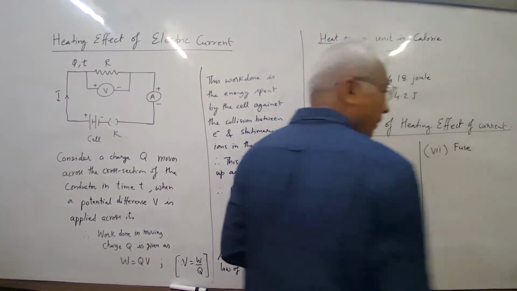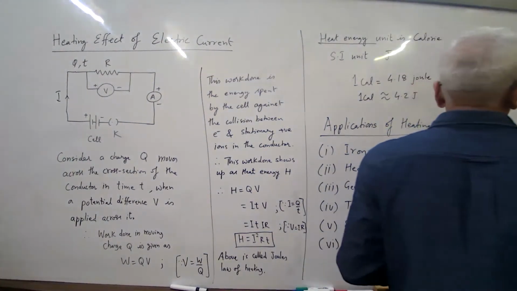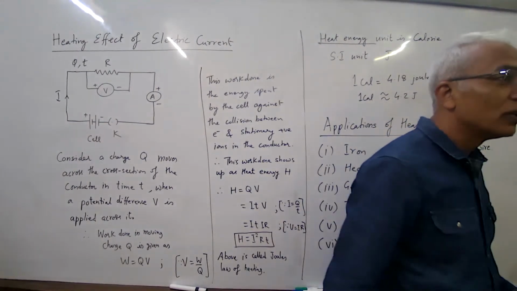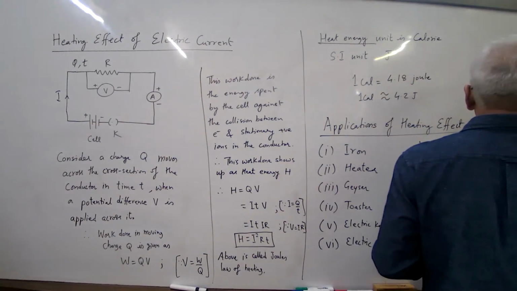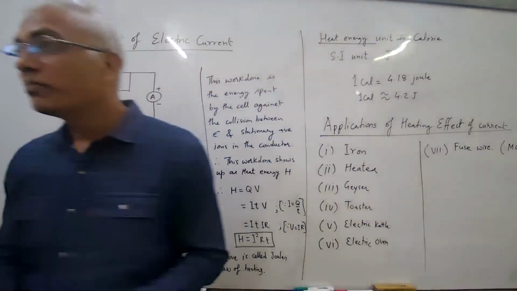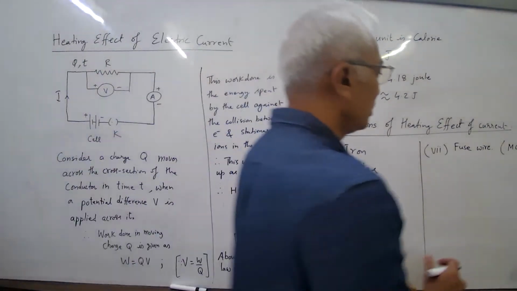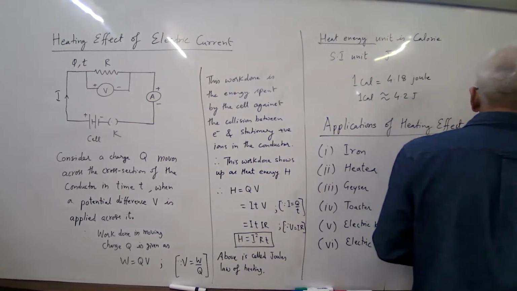What is a fuse? That passes electric current. These days you have MCB, right? These days we are using what? MCB. It is a replacement of the fuse. It's called a miniature circuit breaker.